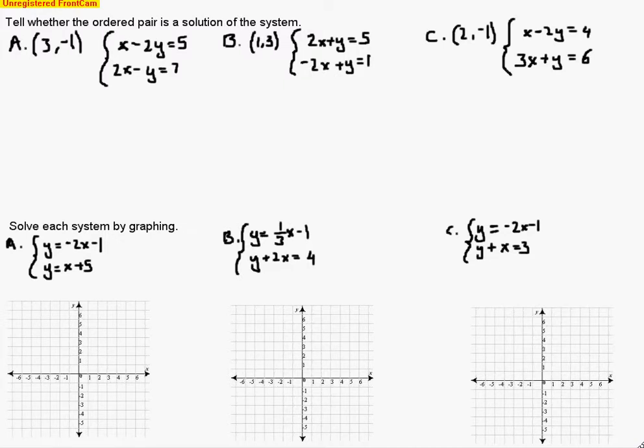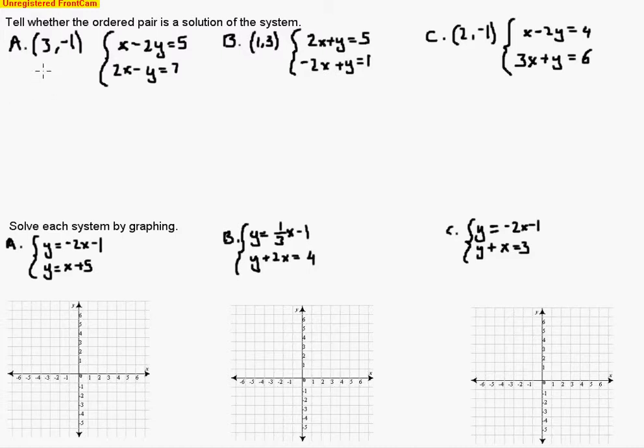Today we are going to solve systems of equations by graphing. There's two sets of directions. The first asks us to tell whether a point or an ordered pair is a solution of the system. And we're going to do the same thing we had done when we proved whether a point was on a line. We're going to substitute.